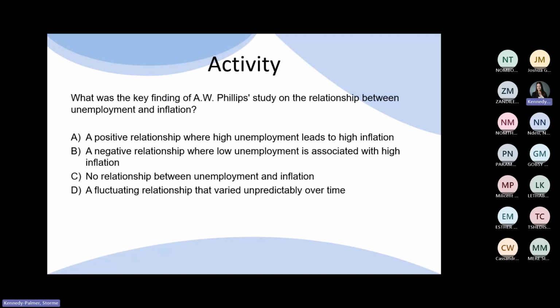Okay, I've got an answer from Letabo in the chat. So Gobsby, yes, you are correct. Phillips found that there's a negative relationship where low unemployment is associated with high inflation. So therefore you are correct, and it is option B.